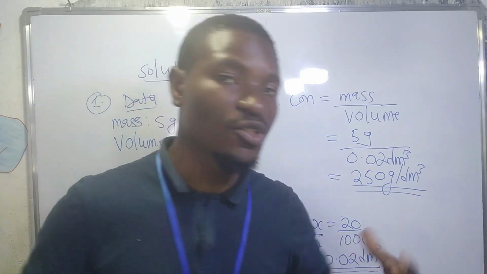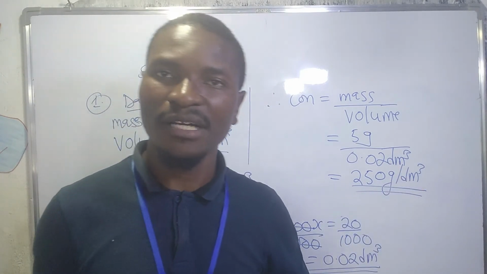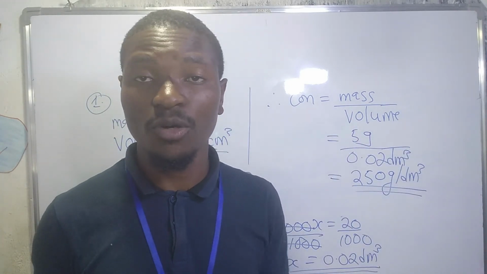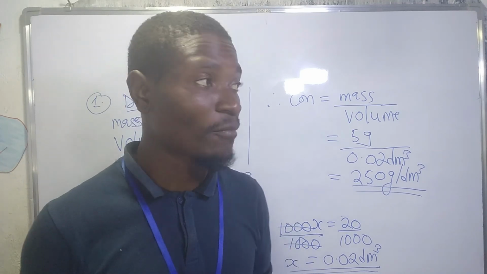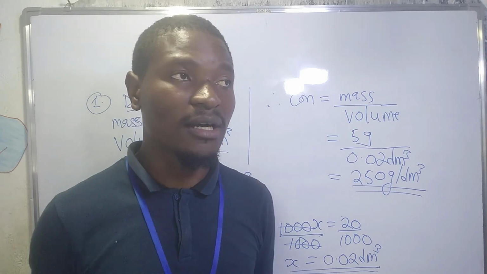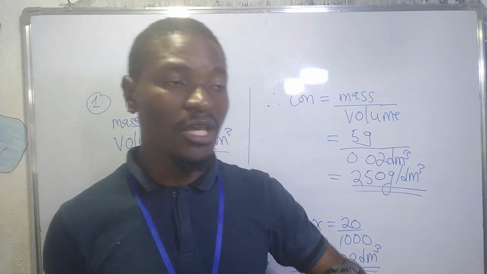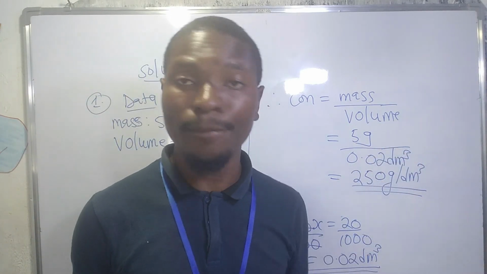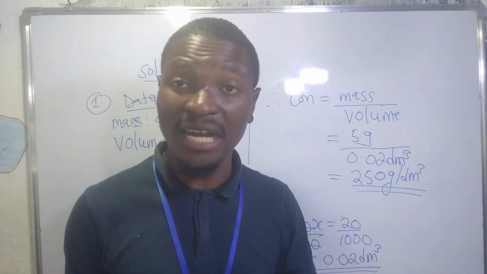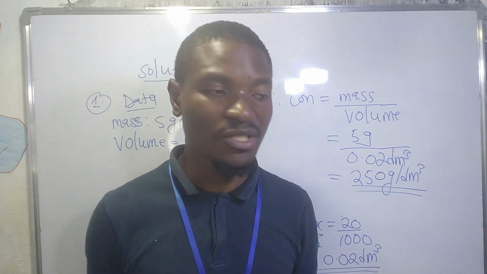So when you have the units in the wrong format, make sure that you convert them to the standard units. The unit of volume is cubic decimeter, so make sure that you understand that. Now finally, let us go to the second formula of concentration. This formula is for when you have not been given the mass of the substance, but you have been given the moles. How do we find the concentration of that?